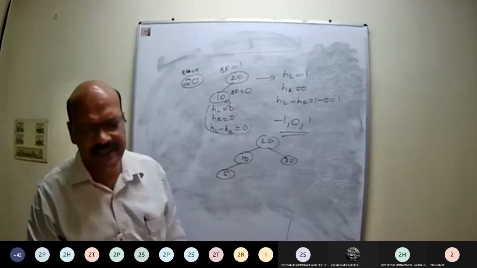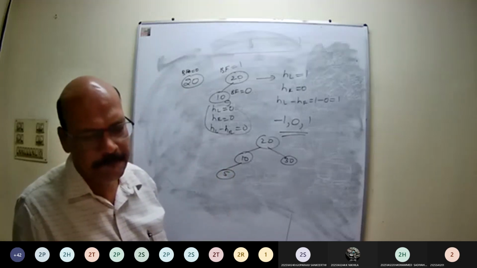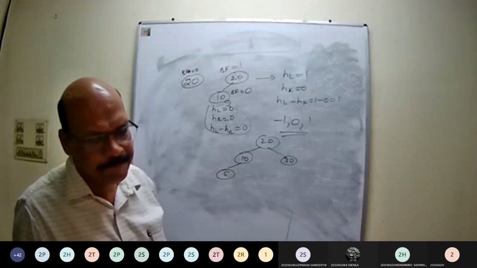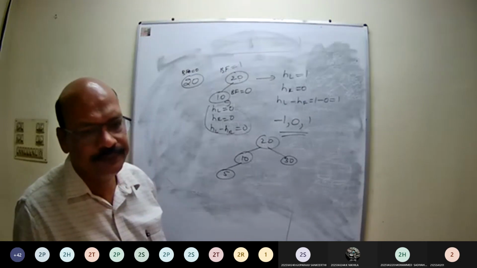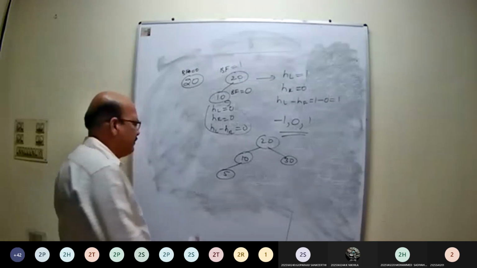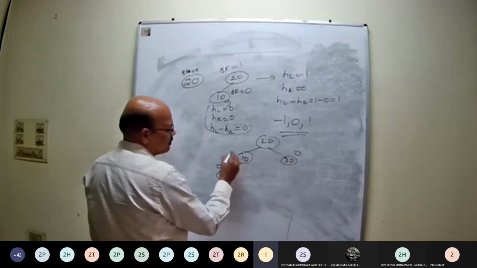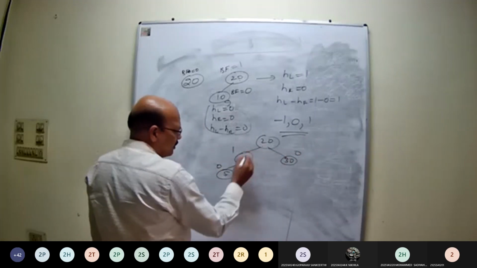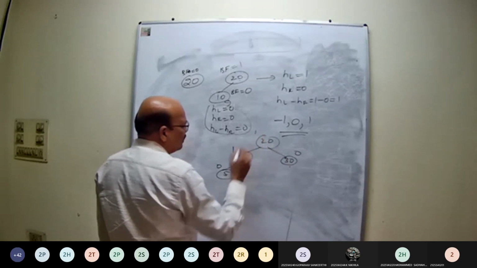Can anybody tell, is this an AVL tree or not? Yes, sir. Yes, it is an AVL tree. What is the balance factor? 0. What about this? 1. What about this? This is 2 minus 1, so the right subtree height is 1. So 2 minus 1 is 1.